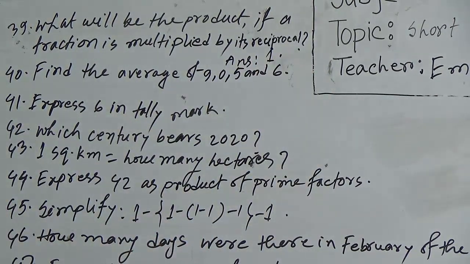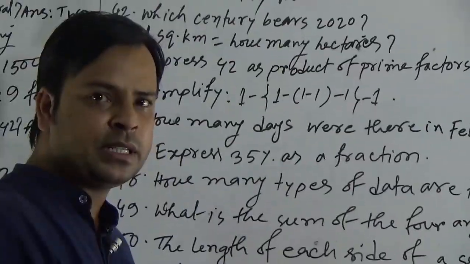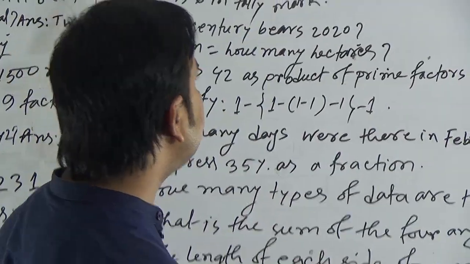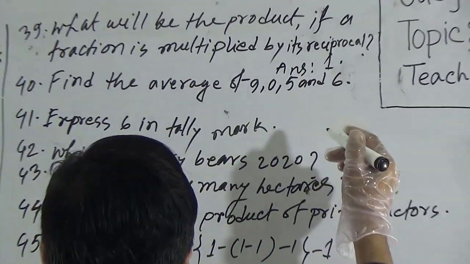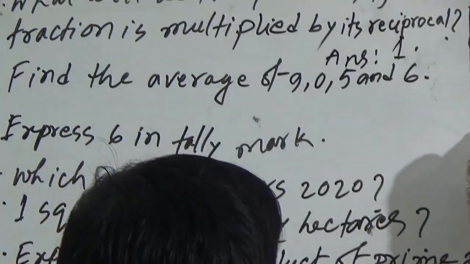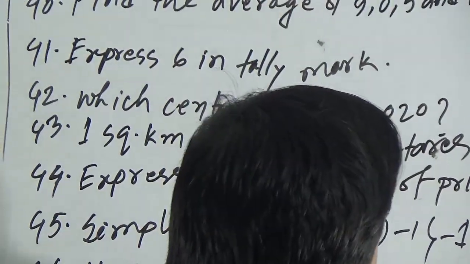Now question 40. Find the average of 9, 0, 5 and 6. To find the average, at first we have to add the numbers, then we have to divide the sum by the number of quantities. Here the sum will be 9 plus 0 plus 5 plus 6.